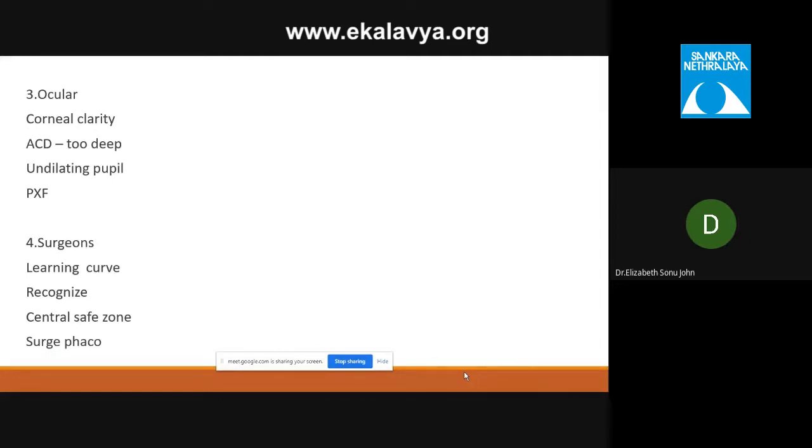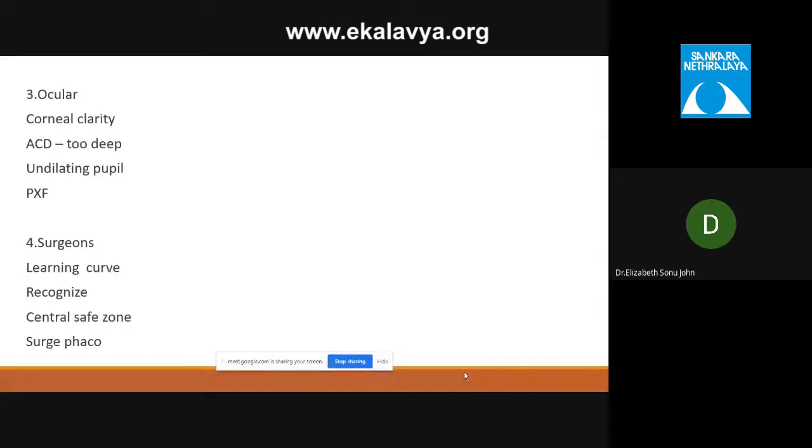So observe cases, observe how seniors manage, and how a PCR looks, which is very important. The other is avoiding going to the periphery where it's unseen, and aggressive manipulations should be avoided. And a phaco surgeon, which I talked about.